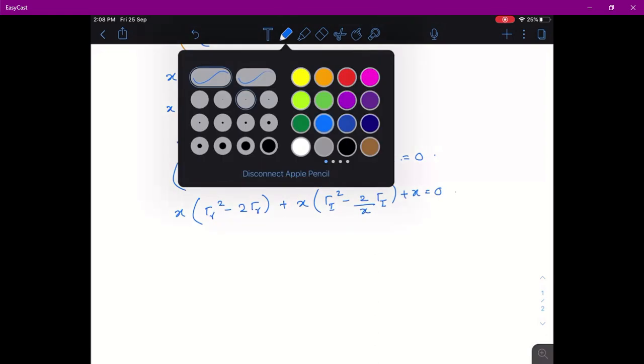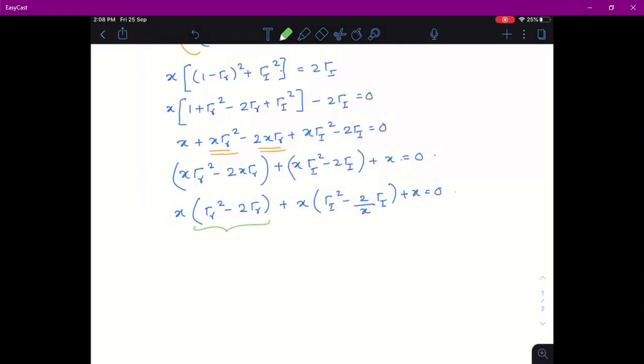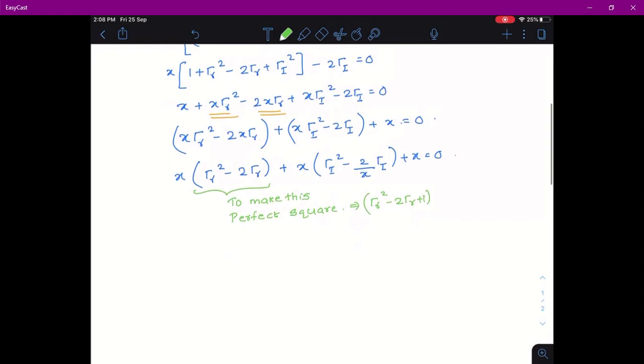Okay. Now, if you look at this equation, to make this a perfect square, you need to have a plus 1. Implies you should have tau r square minus 2 tau r plus 1. Then it will be a perfect square. So, what we do is you add and subtract 1 in this term.